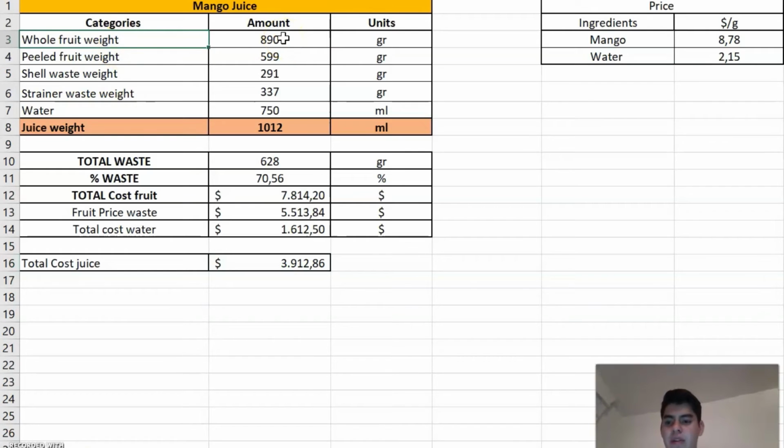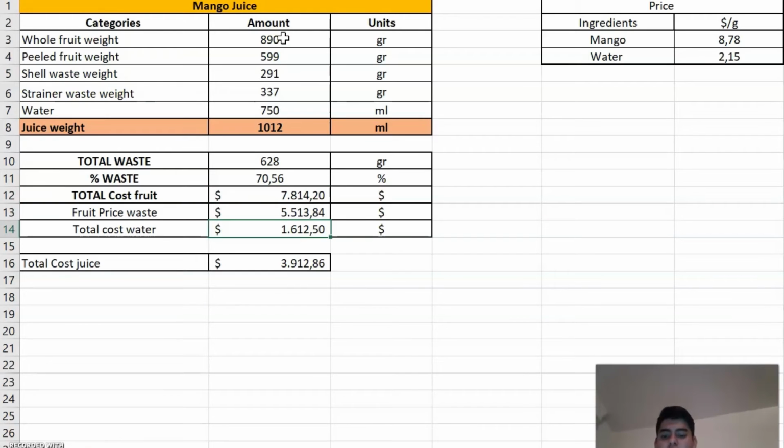So here we have the data about the mango juice. Here are the amounts in grams of the weights that we had to obtain. We have the juice weight that is 1012 milliliters and corresponds to the sum of the pure fruit weight plus the water minus the strainer waste weight. Also we have the total waste that is 628 grams and corresponds to the sum of the shell waste plus the strainer waste. We have the percentage of waste that is basically the amount of waste over the whole fruit weight times 100. We have the total cost of fruit that is the price of mango per gram times the amount of the whole fruit.